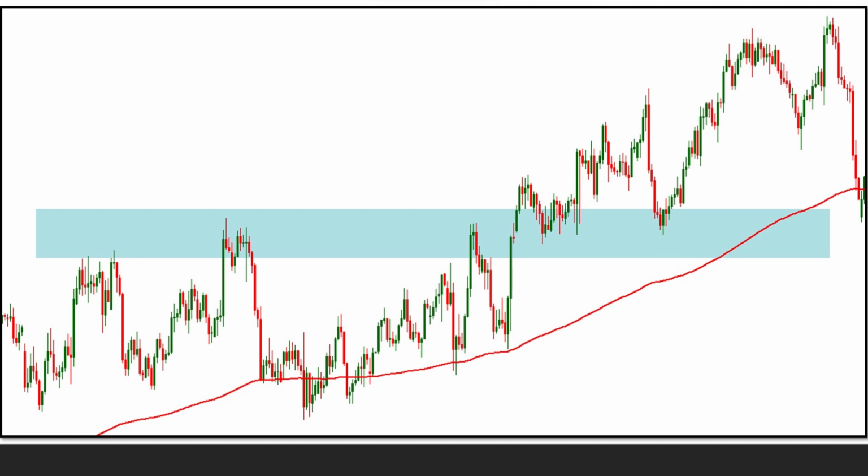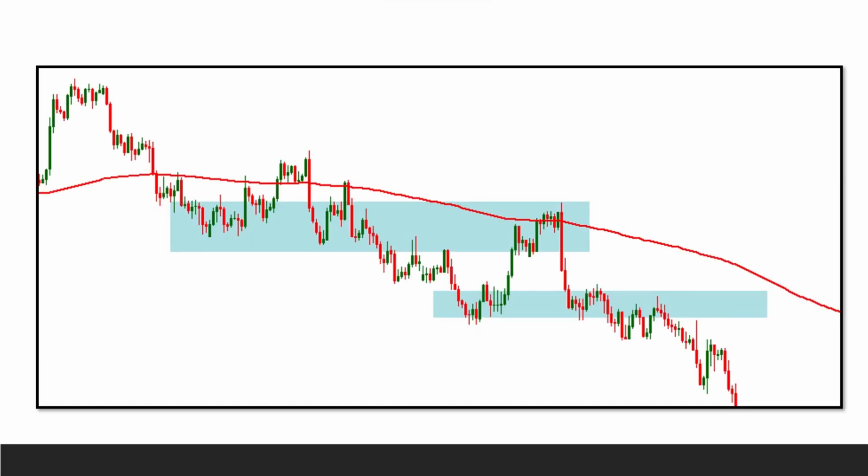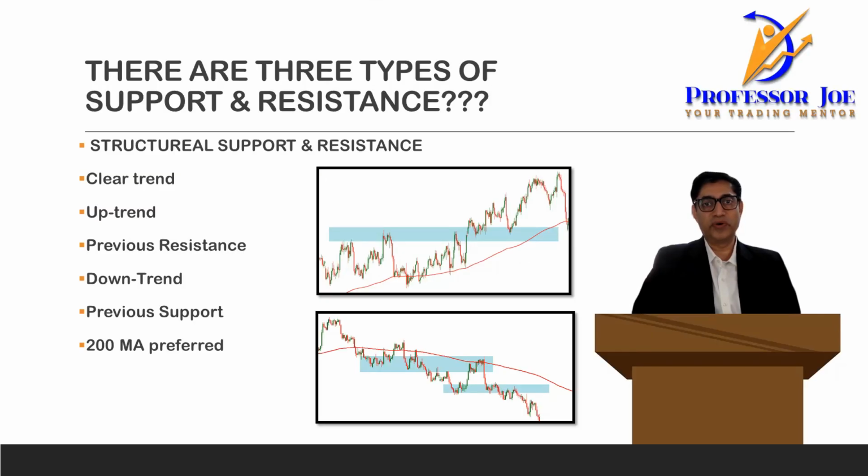Now, let us see how a structured support and resistance looks in a downward trend. Like you can see on the chart, the 200 MA is moving downwards. And here you have two examples. The first support zone getting converted into a resistance zone. And as you see, the market goes down, the second support zone gets converted into a resistance zone. So this is the first type of support and resistance, which is called structure support and resistance.